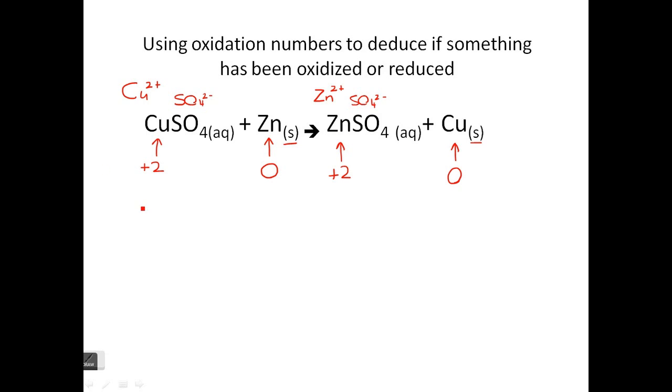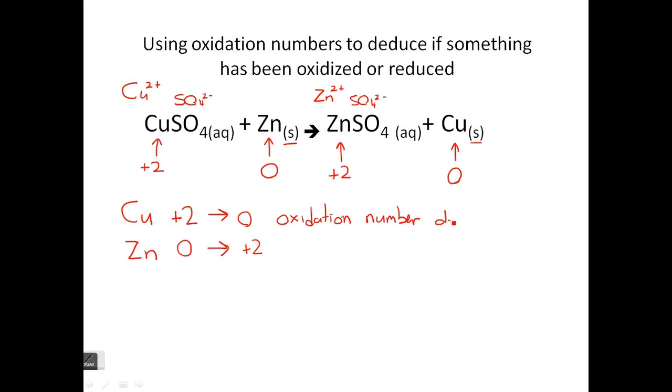So let's have a look. We've got the copper, we've gone from +2 to 0, the oxidation number. And we've got zinc, we've gone from 0 to +2. Okay, so for the copper, the oxidation number has decreased. And for the zinc, the oxidation number has increased.